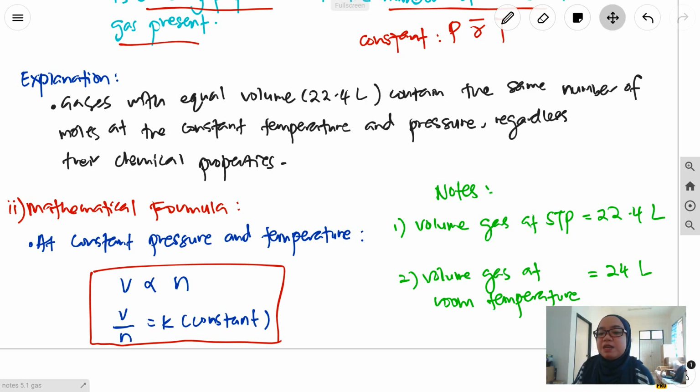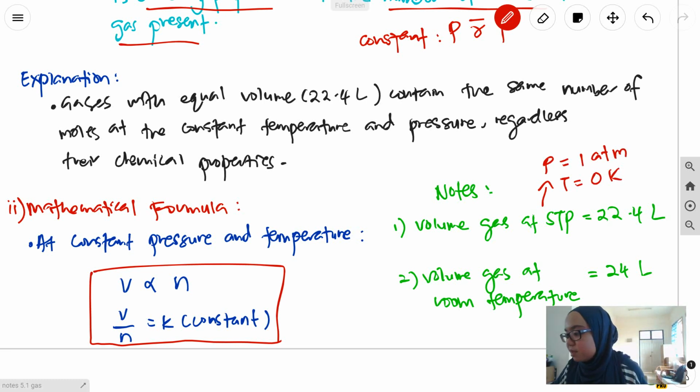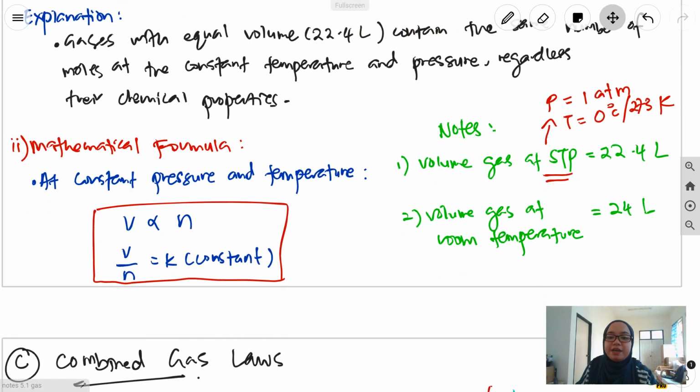There are a few conditions when we want to find the volume of gas at STP. The pressure must be 1 atm and the temperature must be 0 degrees Celsius, or 273 Kelvin. These are the conditions for gas at STP. We are going to look at this question in the tutorial book later on, so don't worry.